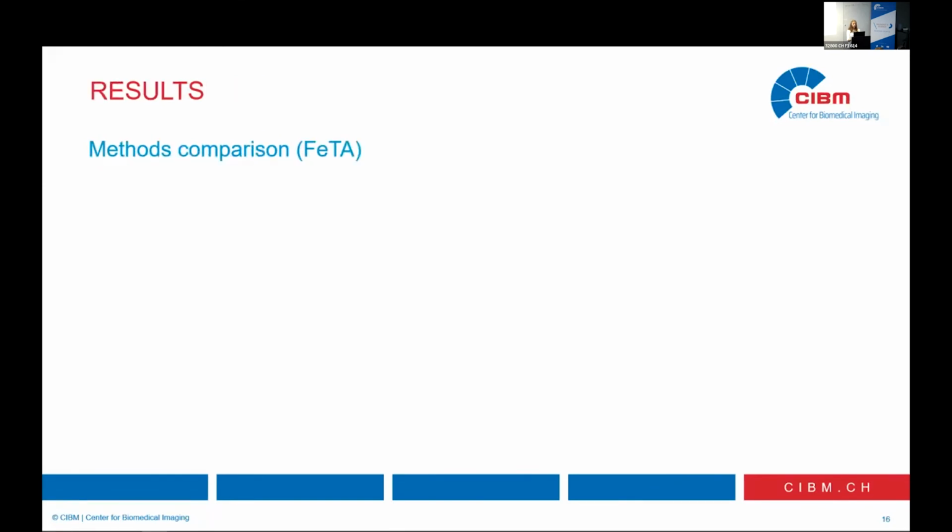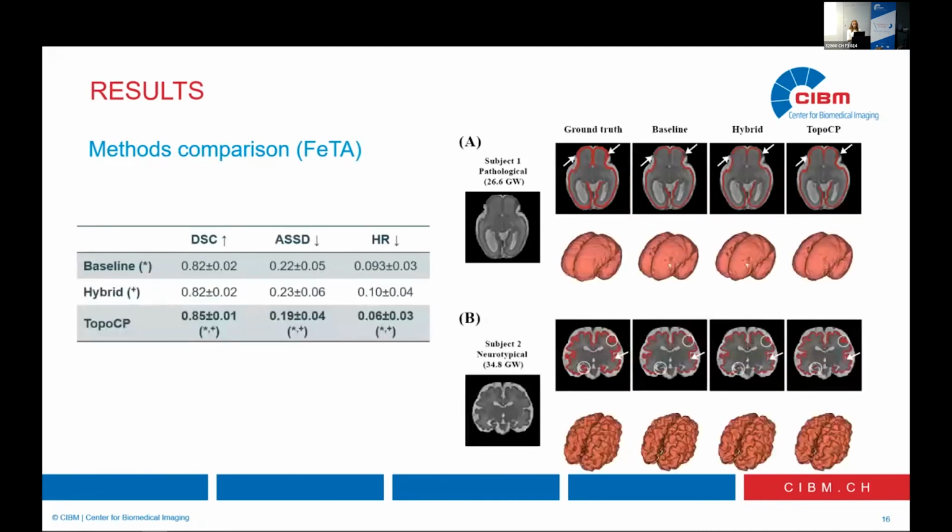We first compare our methods, the 3 methods: the baseline, the hybrid, and our TopoCP methods. And we perform a Wilcoxon paired test, where we see that our TopoCP method is significantly performing better regarding all aspects, so the overlap, the distance, and the topology, compared to both the reference methods, the baseline and the hybrid.